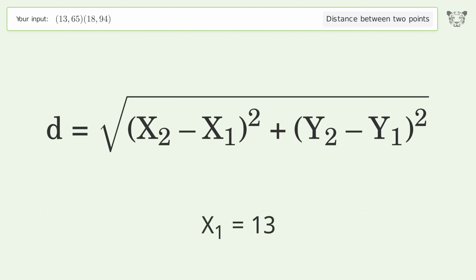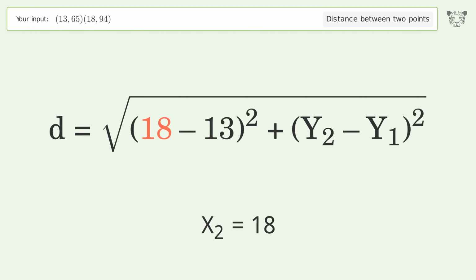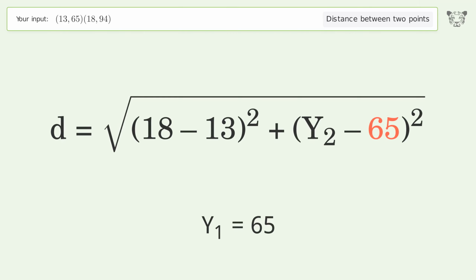x1 equals 13. x2 equals 18. y1 equals 65. y2 equals 94.